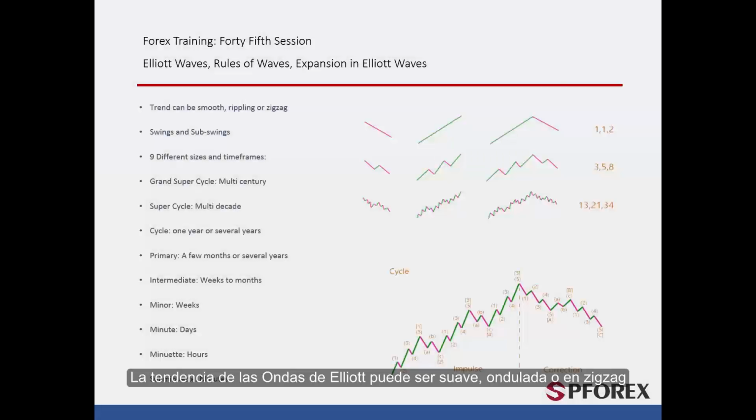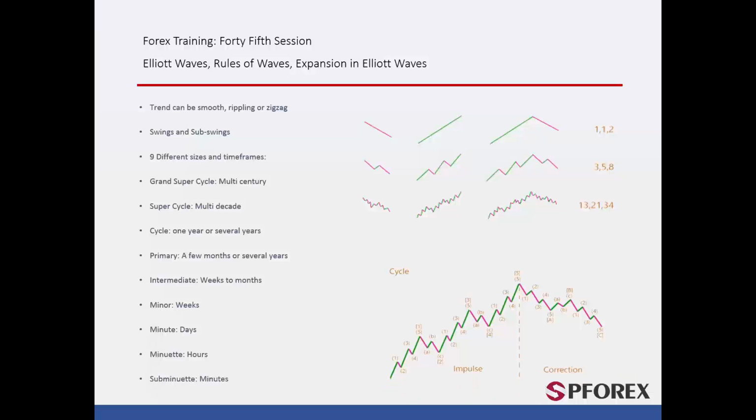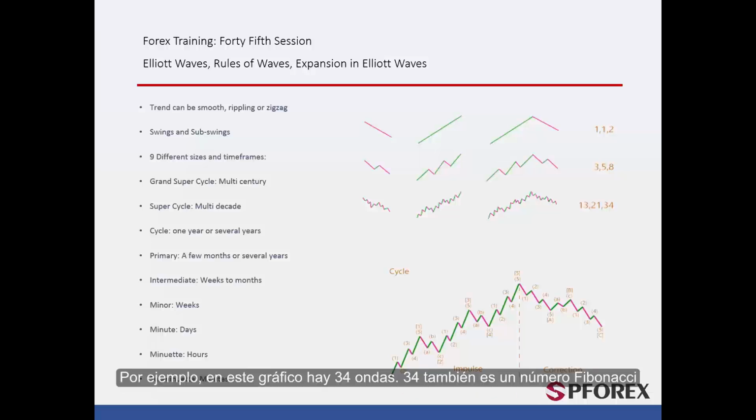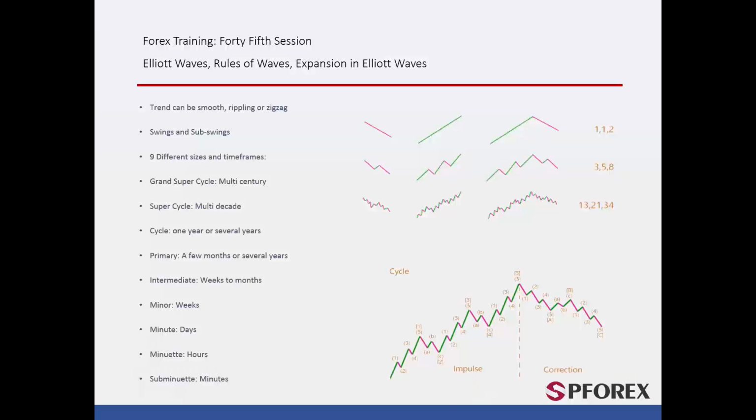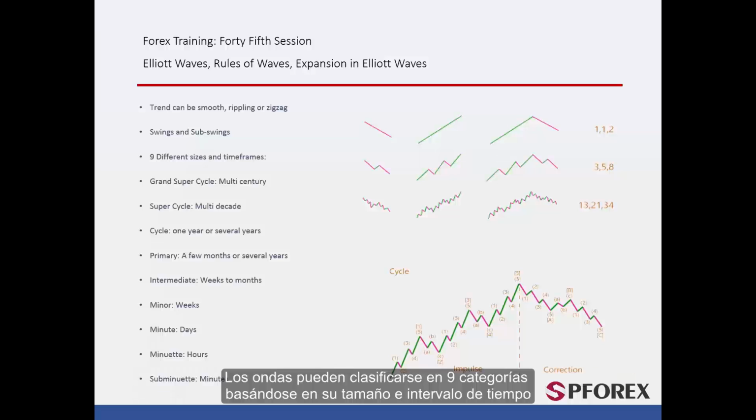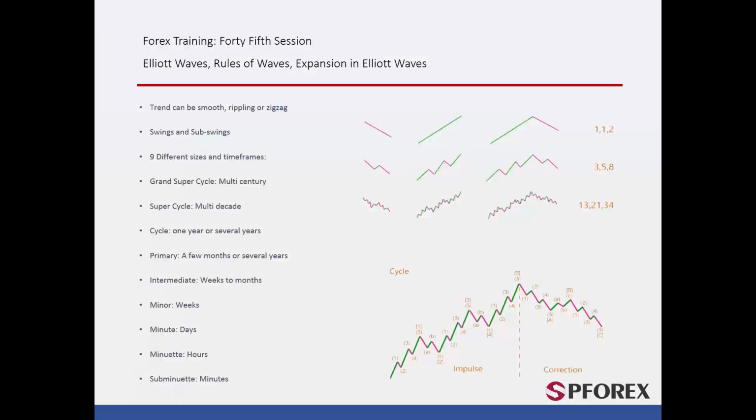Elliott wave's trend can be smooth, rippling or a zigzag. Each swing can include an Elliott waves pattern in its structure. For instance, in this graph there are 34 swings. 34 is a Fibonacci number too. Swings can be classified into 9 categories on the basis of their size and time frame.